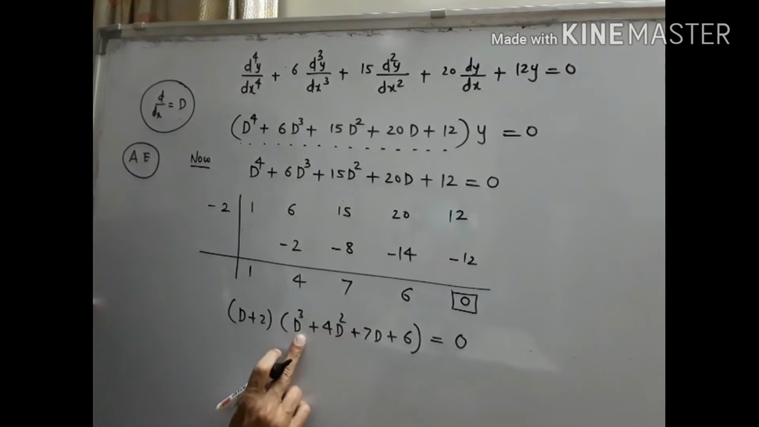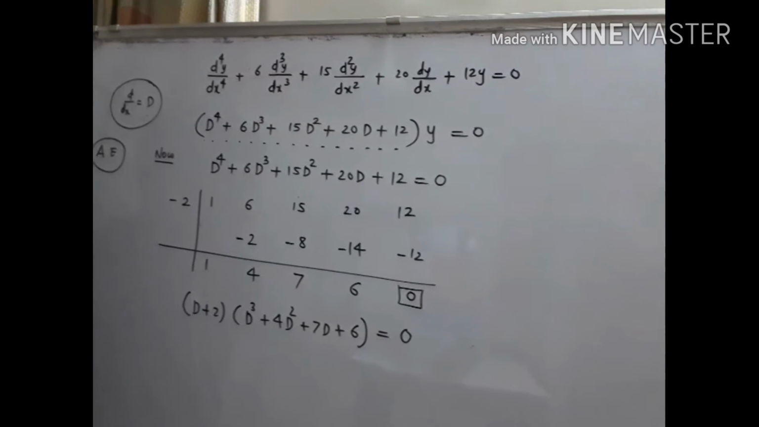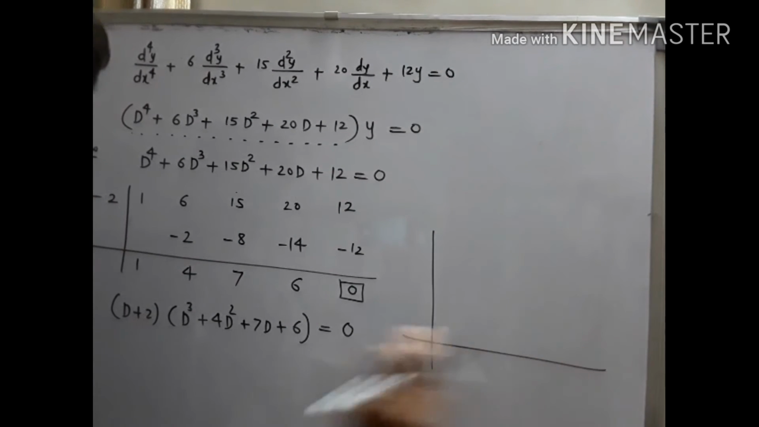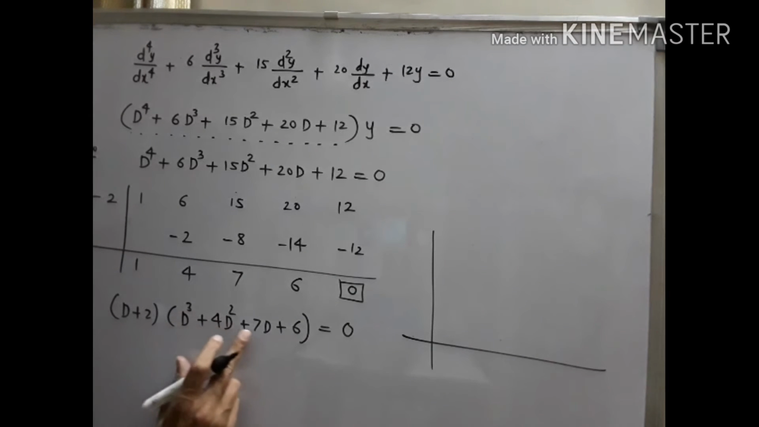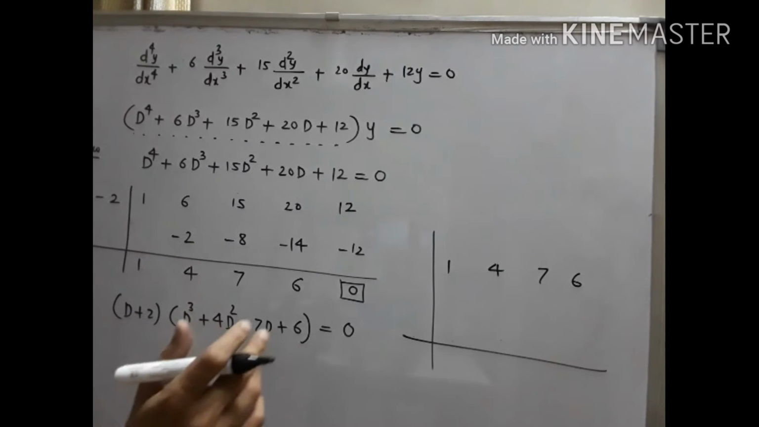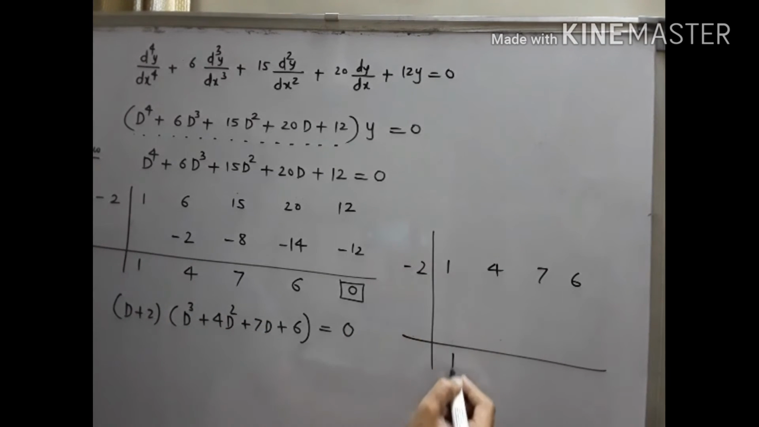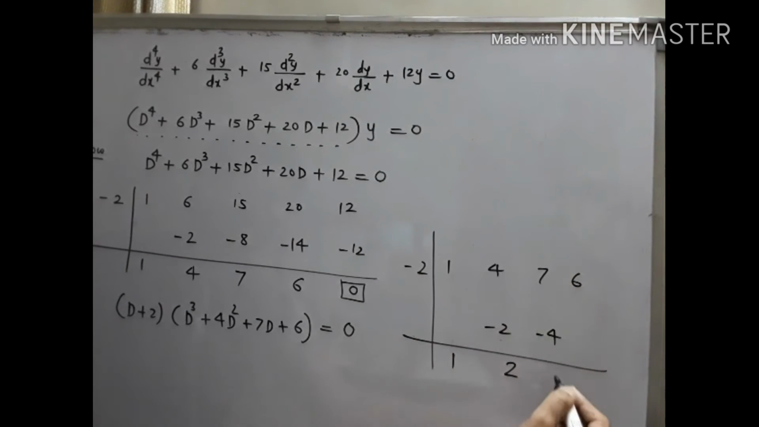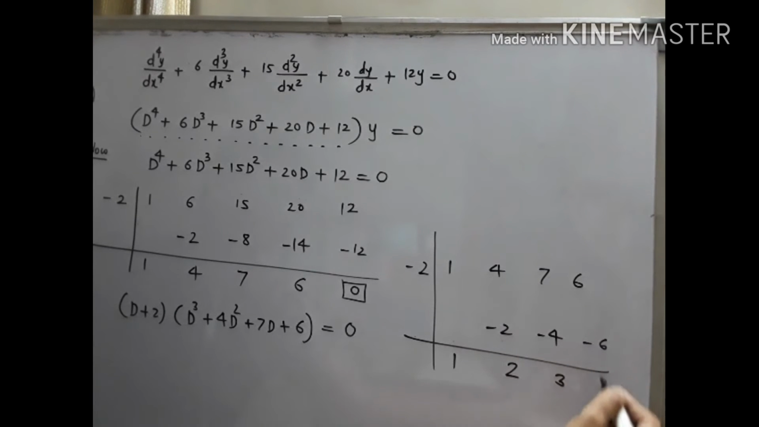Now this is again a cubic polynomial. To simplify this cubic polynomial, once again we have to use synthetic division. The coefficients here are 1, 4, 7 and 6. I can divide this by minus 2, and it becomes 1, then minus 2, 2, minus 4, 3, minus 6, and this is 0.